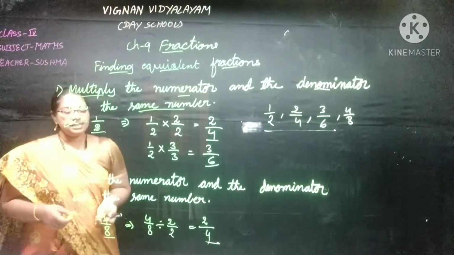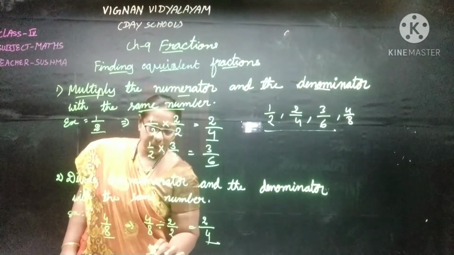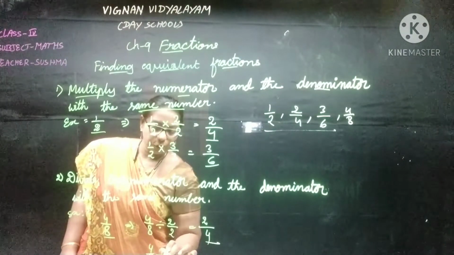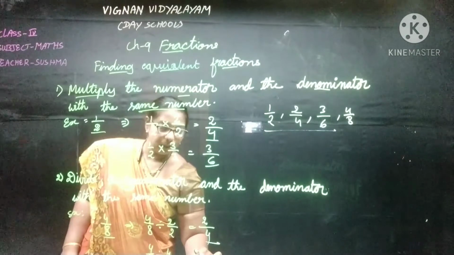Okay, children, let us divide by 4. See, 4 by 8 divided by 4 by 4. See, 4 divided by 4 is 1, 8 divided by 4 is 2.